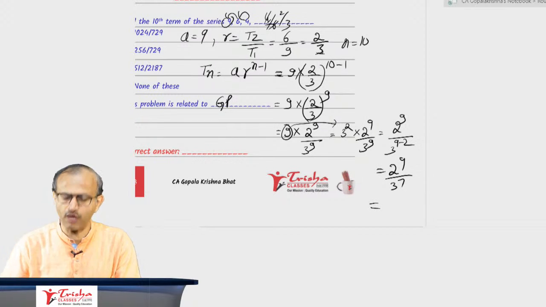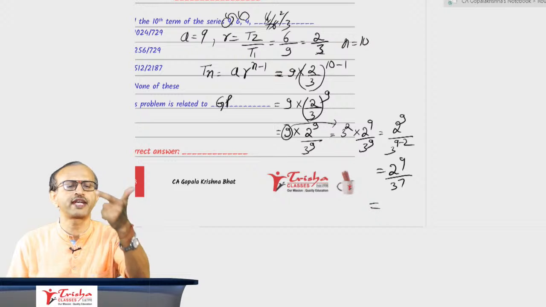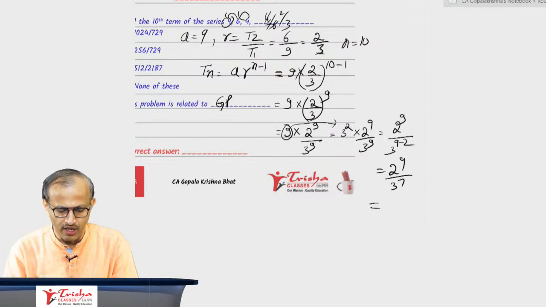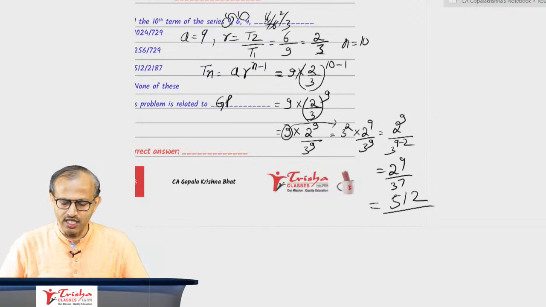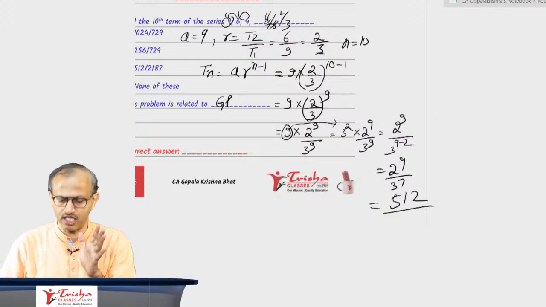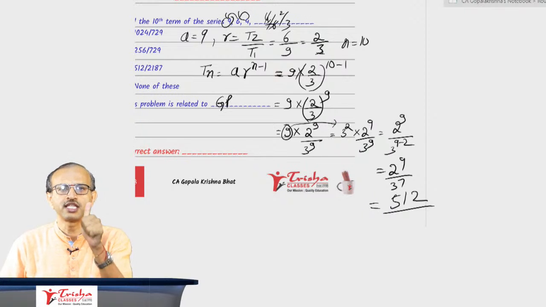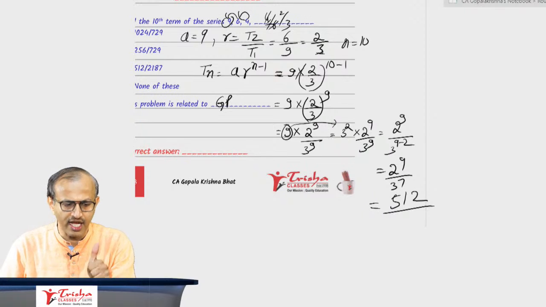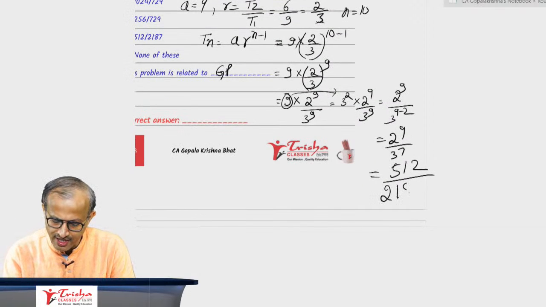Solve it. 2 to the power 9: 2, 4, 8, 16, 32, 64, 128, 256, 512. The value is 512. Calculator, 3 to the power 7: 3 to the power 4 is 3, 9, 27, 81, 243, 729, and 729 into 3. Will you get 2187 in your calculator?